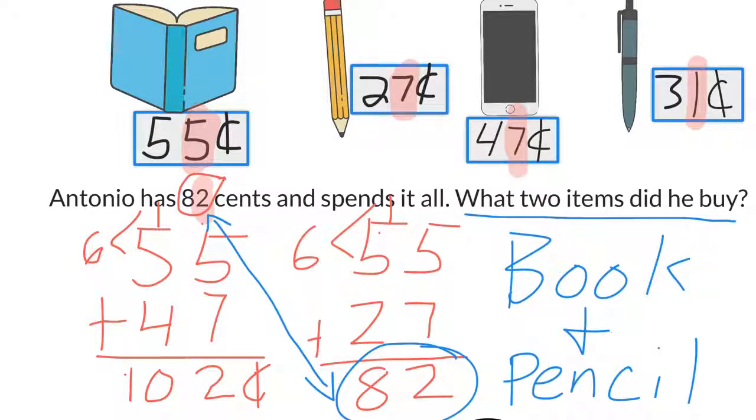So now you can see how the ones place is going to be really important when trying to make an exact total by adding two amounts together.